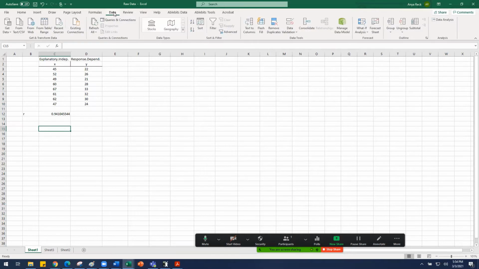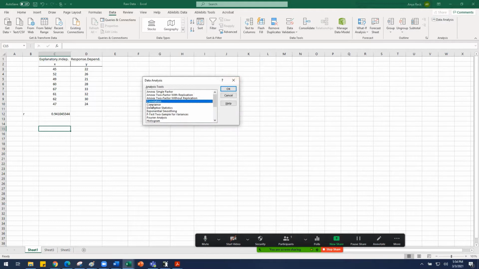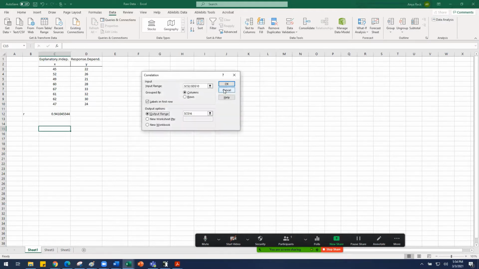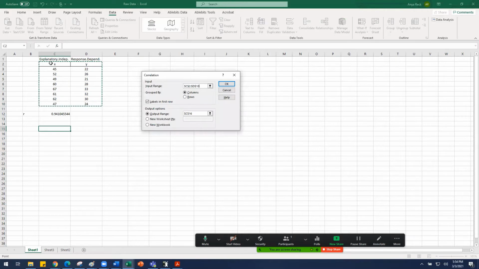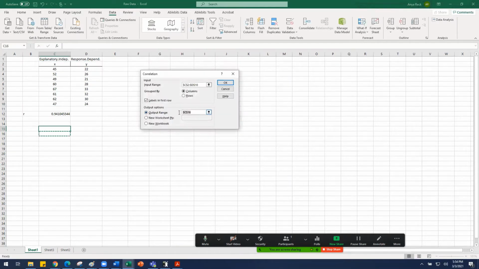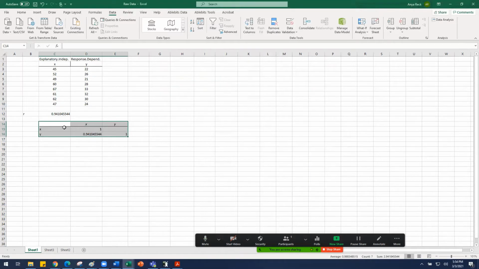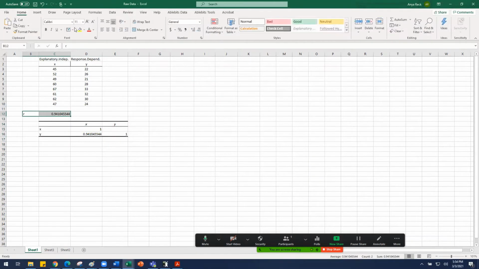And then you go to the Data tab at the top. At the very end, Data Analysis, Correlation. Press OK. The input range is the entire table. Because I have the X and Y highlighted, make sure you check mark labels in the first row. My output range is where I want my results to go. So I will have them go here in this cell. Press OK. And as you can see, this R value for correlation matches this R value.